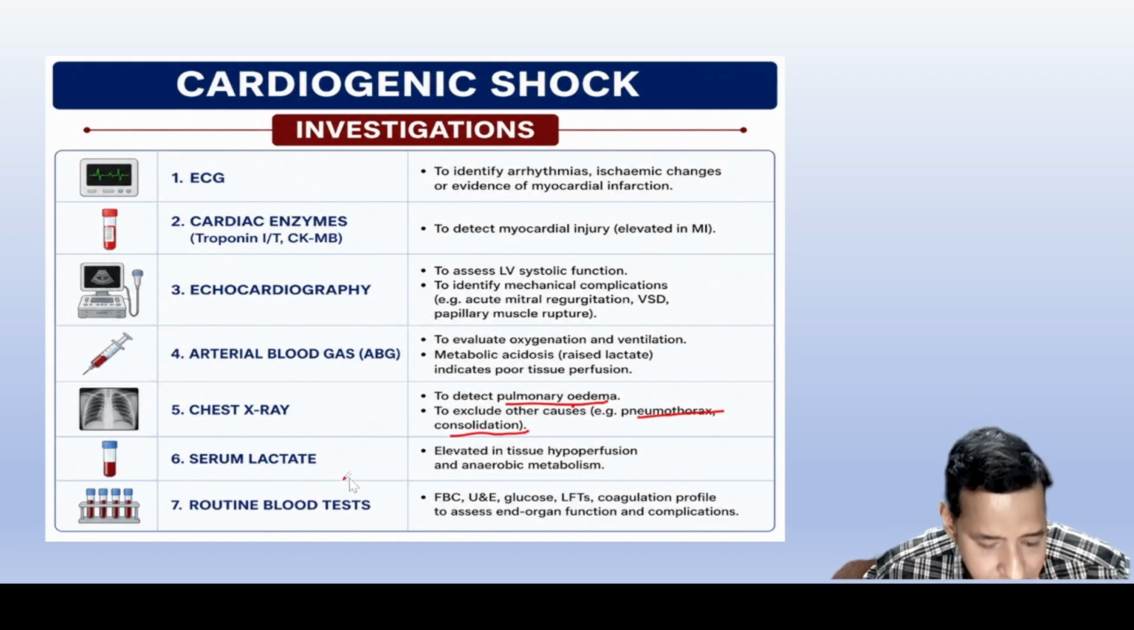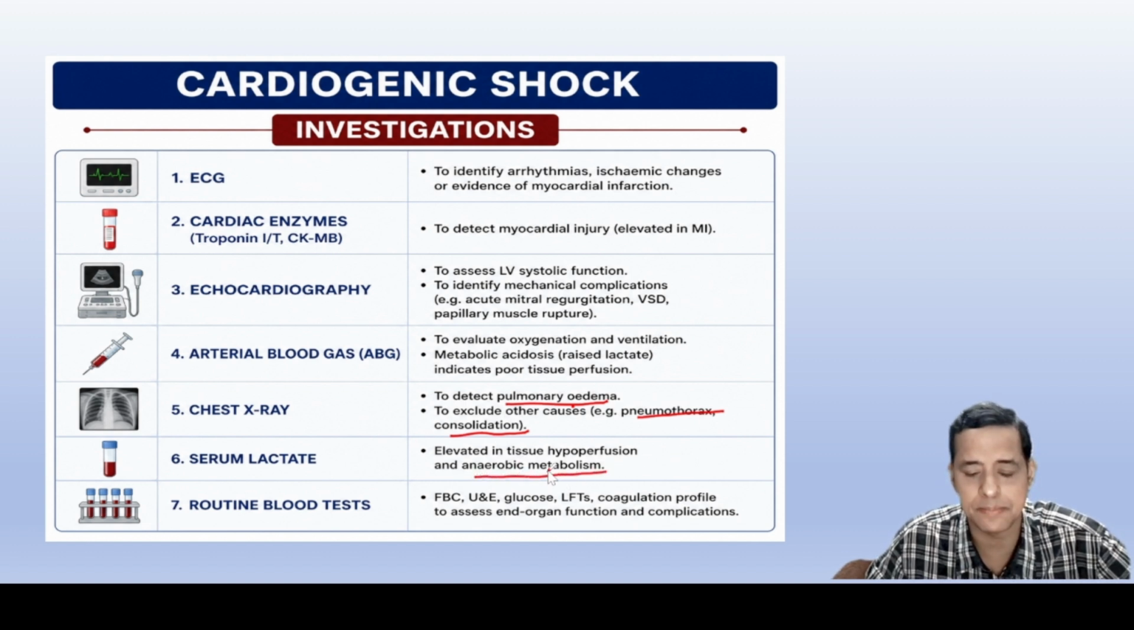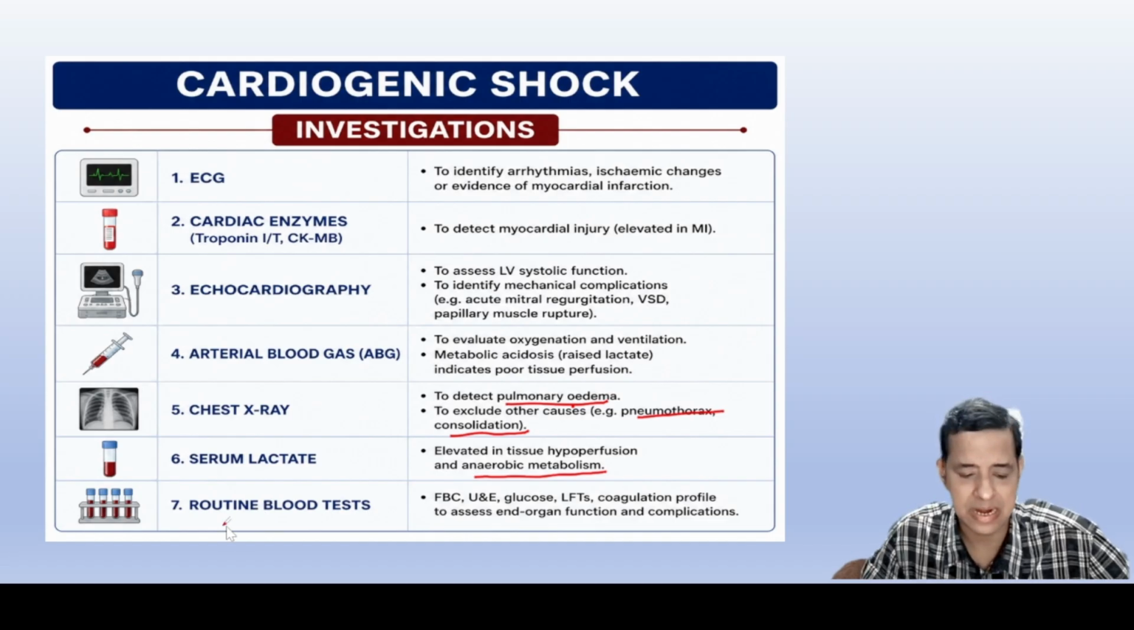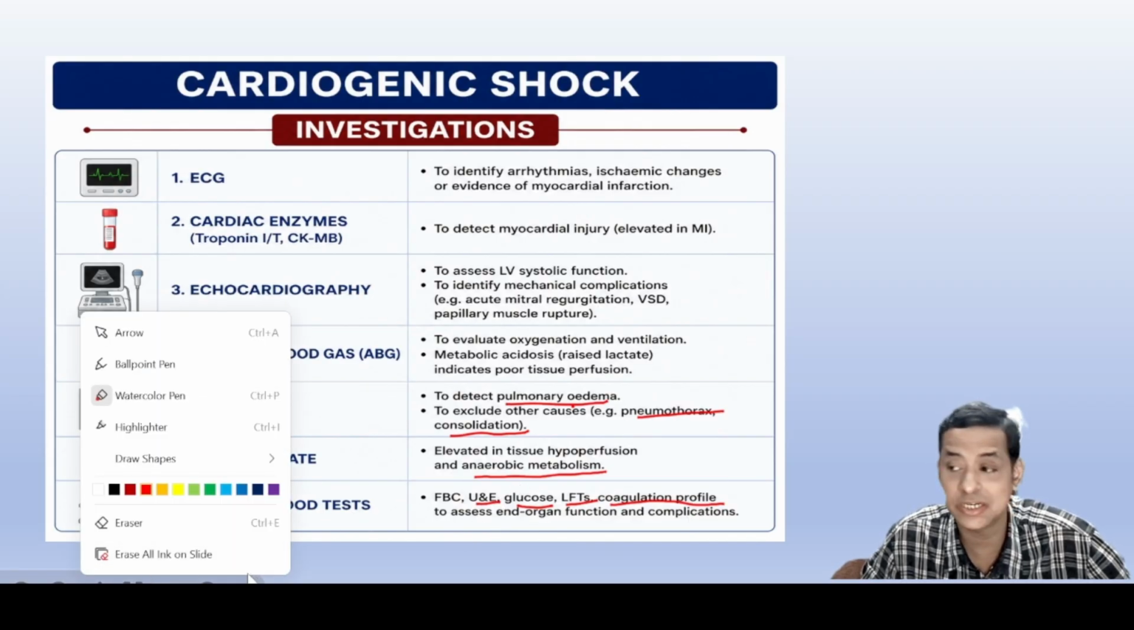Next is serum lactate. You can see it elevated in tissue hypoperfusion and anaerobic metabolism. Routine blood tests: full blood count, urine examination, glucose and liver function tests, and coagulation profile like APTT and PT, all interpreted to assess end organ function and complications. You have to know this. I will teach you in depth about platelet and thrombin interpretation in an upcoming session. So as of now, you just have to memorize this.